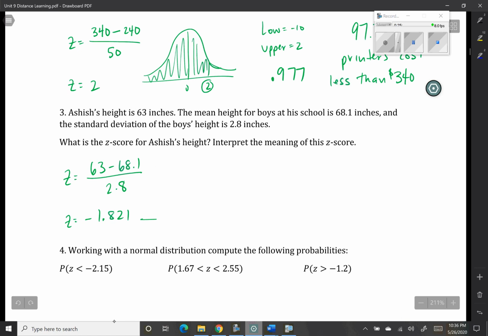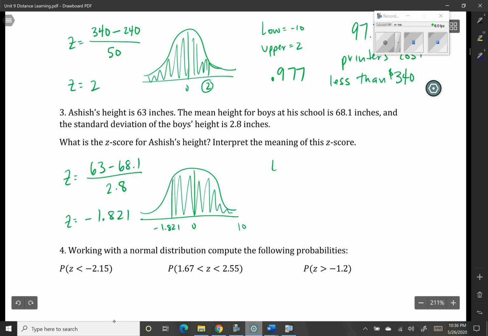So when we look at the bell curve and we talk about Ashish's height, here's 0, negative 1.821 is down here someplace. So we can do 2 things. We can calculate the percent of people that are taller than him, or we can calculate the percent of people that are shorter than him. Let's go with taller this time.